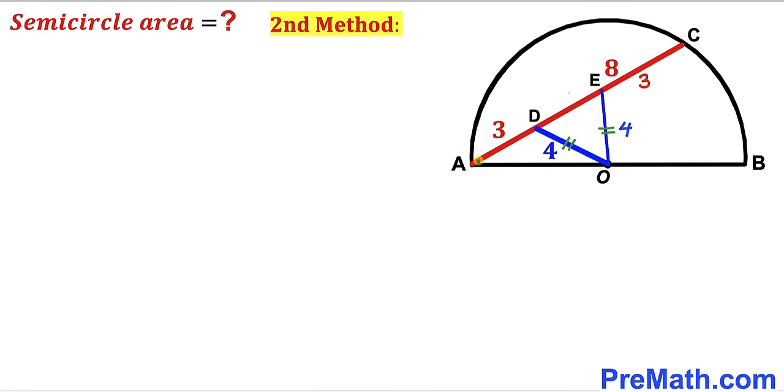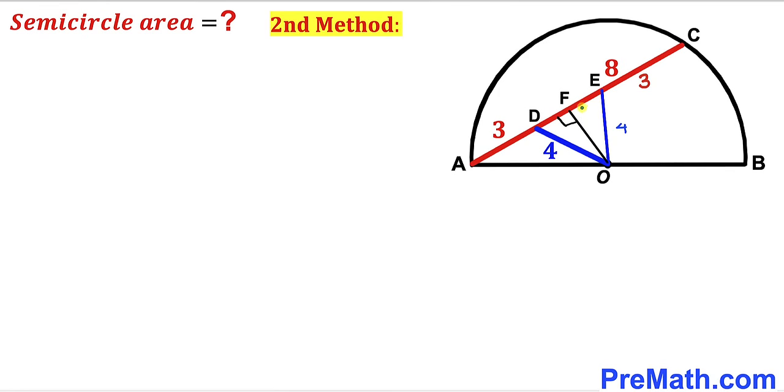And now let's make an observation. We can see that this whole chord AC is 3 plus 8, which is going to give us 11 units. So therefore this mid segment DE is going to be only 5 units.